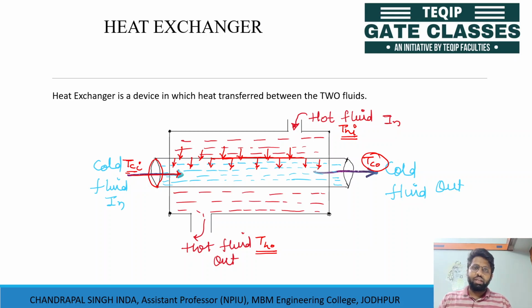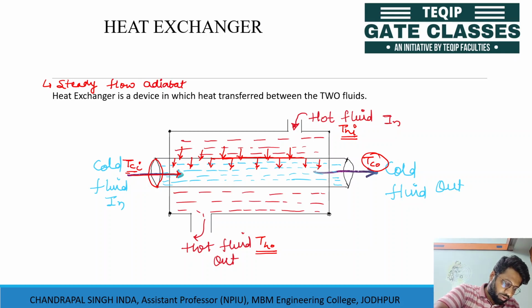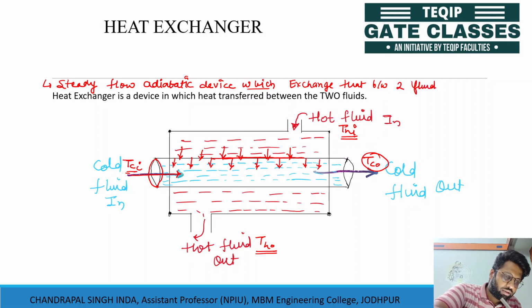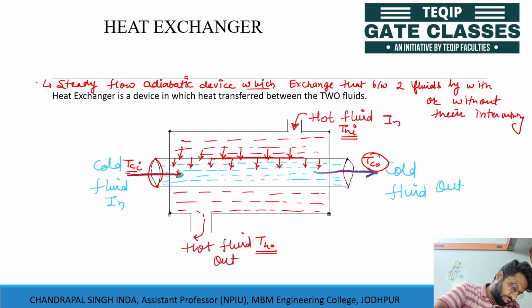Let's define the heat exchanger. A heat exchanger is a steady flow adiabatic device which exchanges heat between two fluids with or without their intermixing. So this is the definition of the heat exchanger.